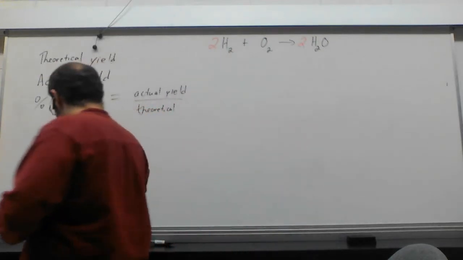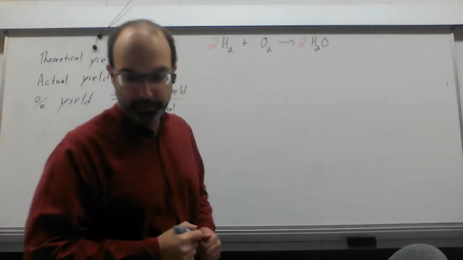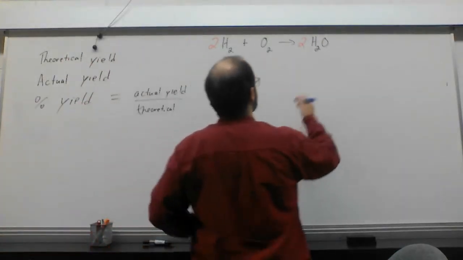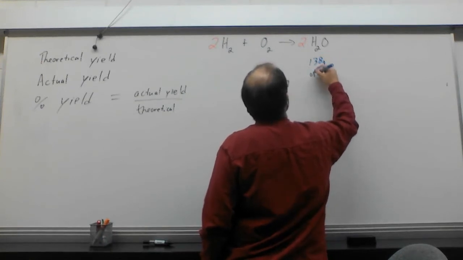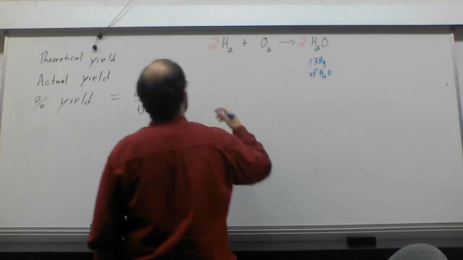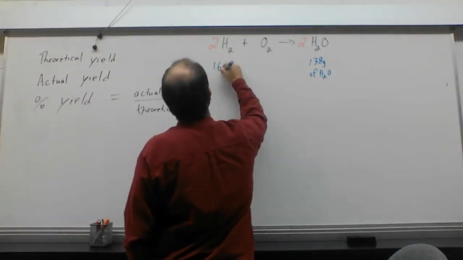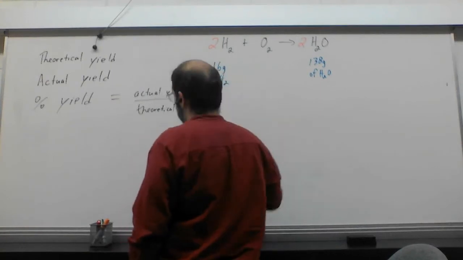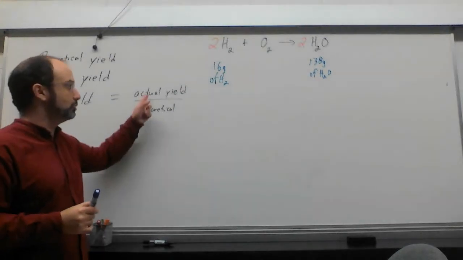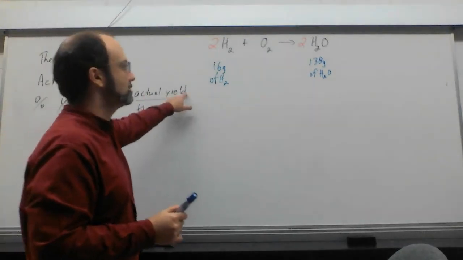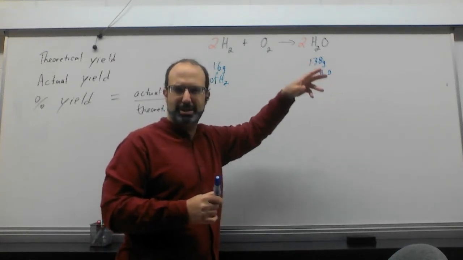That should do it. So what they're telling you is that we produced 138 grams of H2O, and we started with 16 grams of H2. And I want to know the percent yield. So in order to do that, we need an actual yield and a theoretical yield. All right, well, we've already got an actual yield. That's this one, right? This is what we actually got. But we need to know what the theoretical yield is.